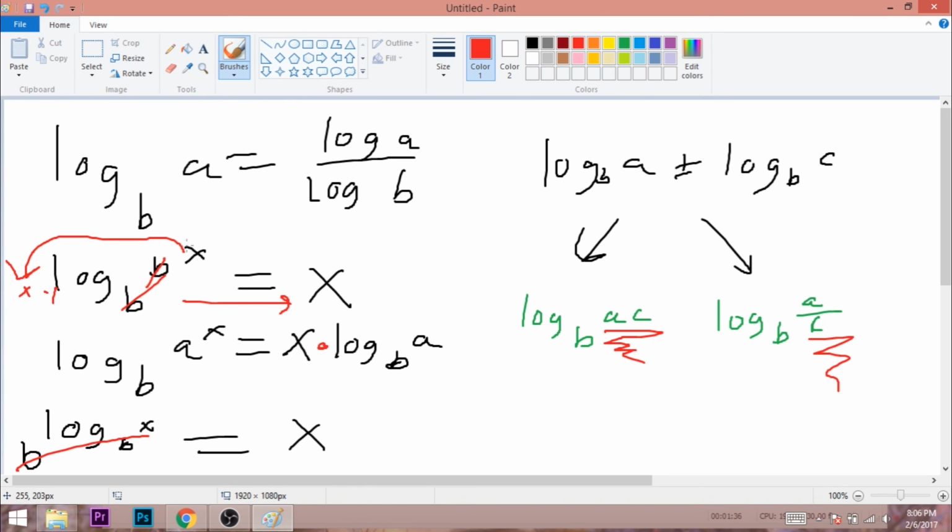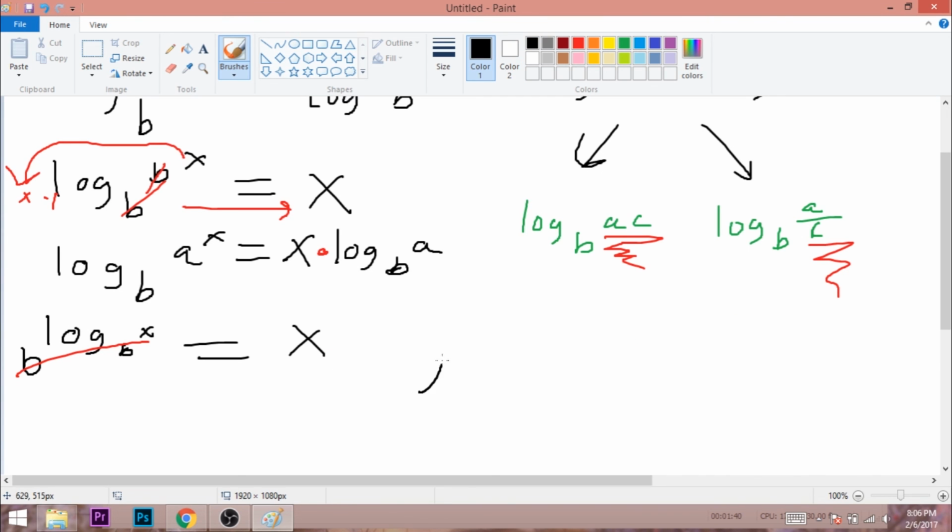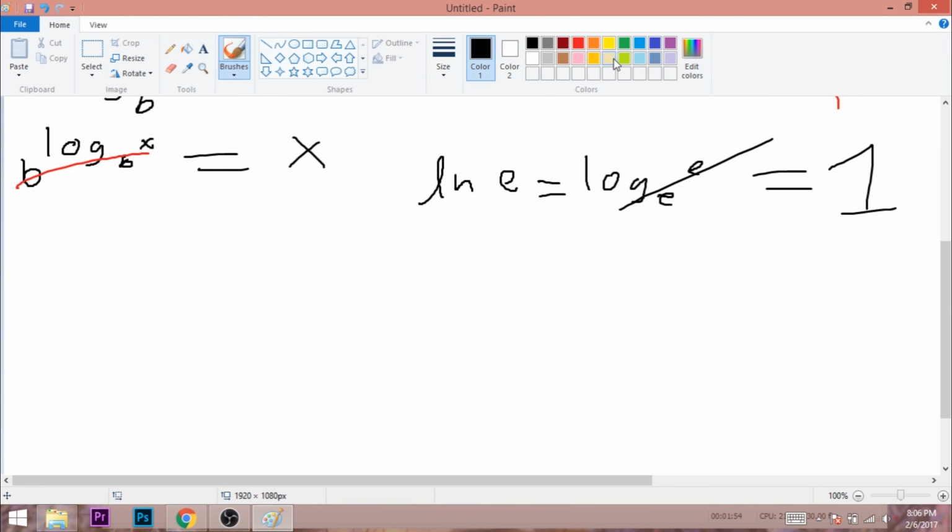And the same thing goes for natural log. So if you were to have natural log of e, which is literally equal to log base e of e, which is just equal to 1, right?